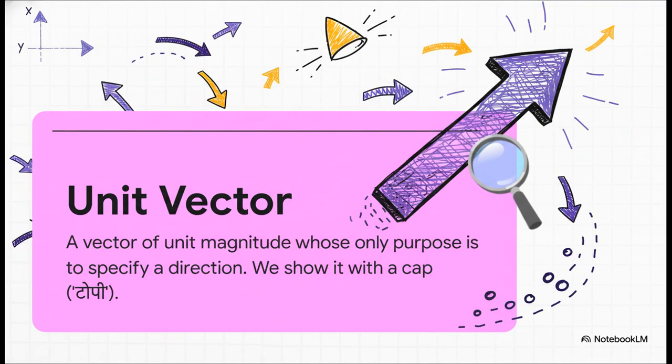And then there's this little guy, the unit vector. Think of it like a pure direction signpost. Its size, its magnitude, is always just 1, so its only job in life is to point the way. And to show it's a unit vector, we put this little cap over the letter. Fun fact, in Hindi, they call it a topi, which literally means hat. So yeah, it's a tiny direction hat for your numbers.